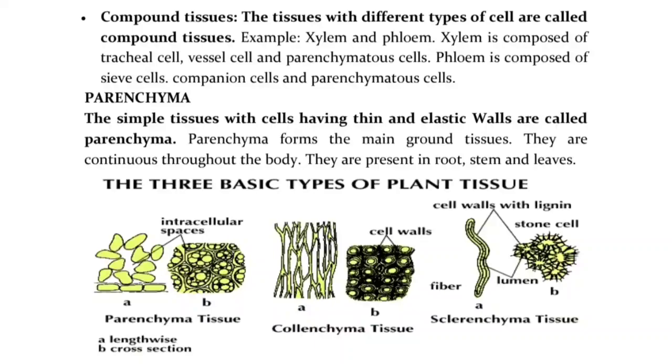Parenchyma. Simple tissues with cells having thin and elastic walls are called parenchyma. Parenchyma forms the main ground tissues. They are continuous throughout the body. They are present in root, stem and leaves.